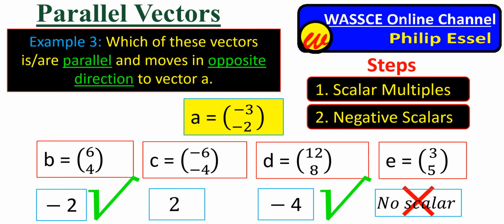Now let's come to the vector C. Yes, the vector C is parallel to the vector A, but its positive scalar doesn't make it move in the opposite direction to the vector A. In fact, because it is positive, it moves in the same direction as the vector A. So the vector C cannot be one of the answers. With what we have solved so far, you should be able to solve any type of questions presented to you on parallel vectors. Let's look at perpendicular vectors.